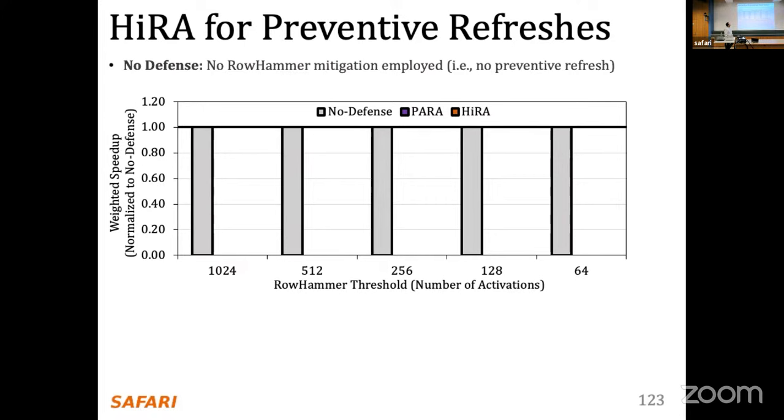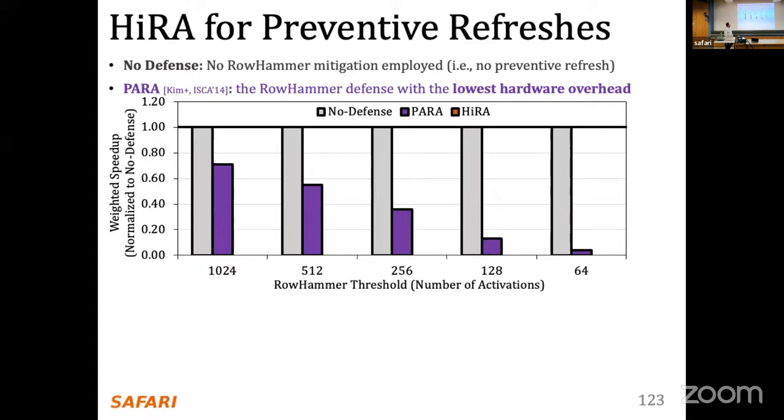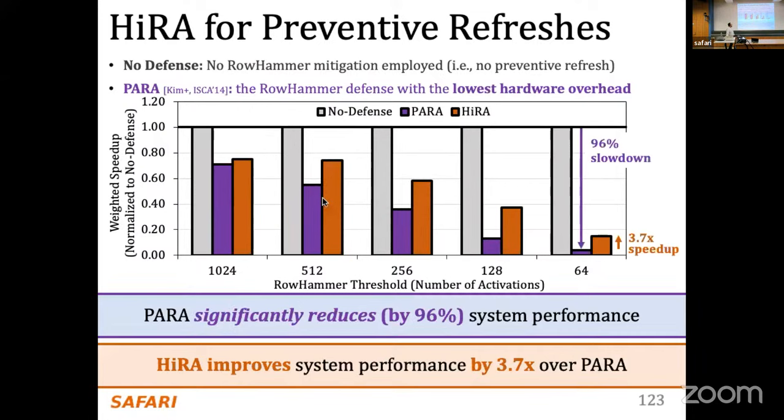And when we do PARA, we choose PARA here because this is the RowHammer defense with the lowest hardware overhead when you scale down to these kinds of RowHammer thresholds. All others come with really large hardware complexity. So we chose PARA for this evaluation. And PARA causes around 96% slowdown when you reach the 64 activation RowHammer threshold. And when we perform PARA's preventive refresh operations using HERA, we can reduce this performance degradation significantly. It's still terrible here if you compare to the ideal case, but it provides a 3.7x speedup on top of PARA.